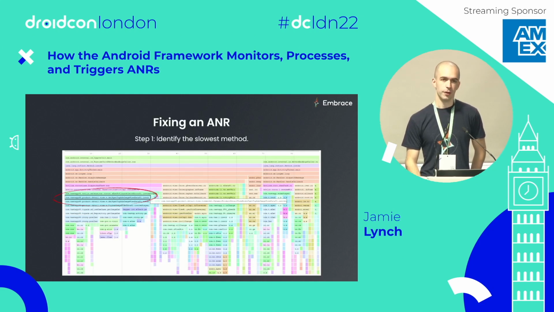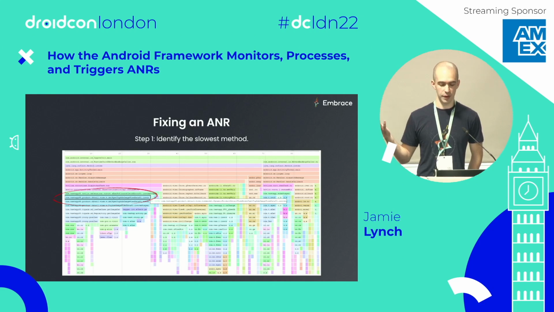Step one of fixing an ANR, which might sound obvious, is finding the slowest method. You want to find the thing which is slowest, so you can try and fix that, because it will give you the most return for your time. An example here: we have a view model which is doing something with image data. We don't know what it is, but we do know that the flame graph is showing it as the largest function that we own.